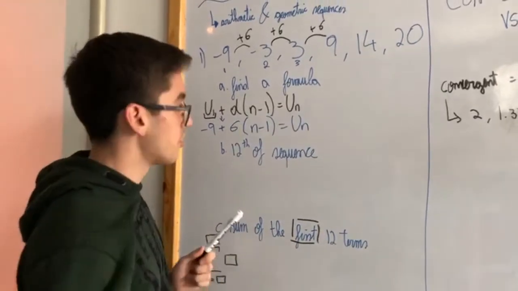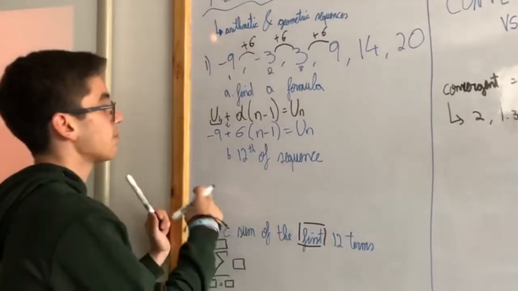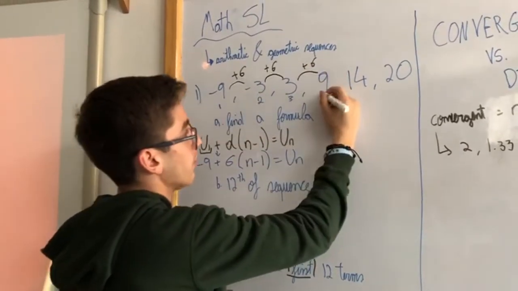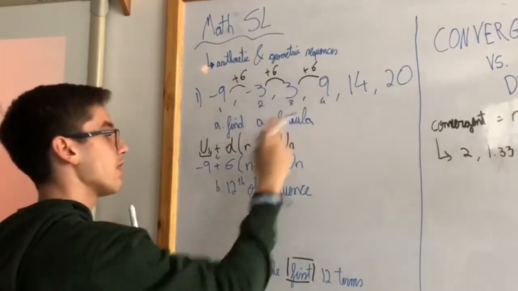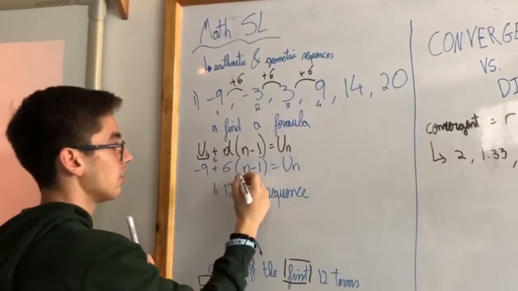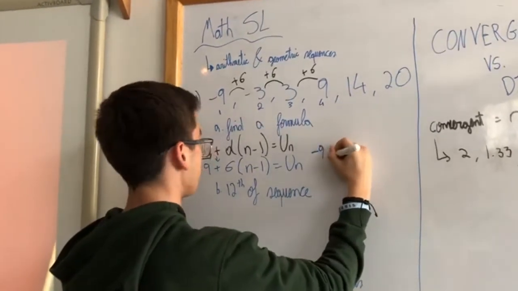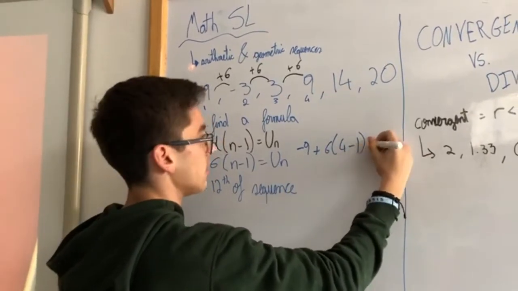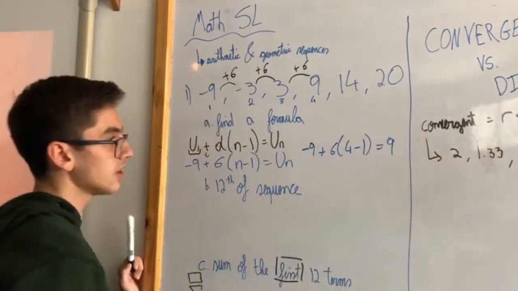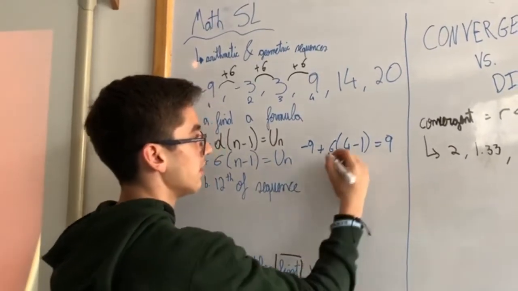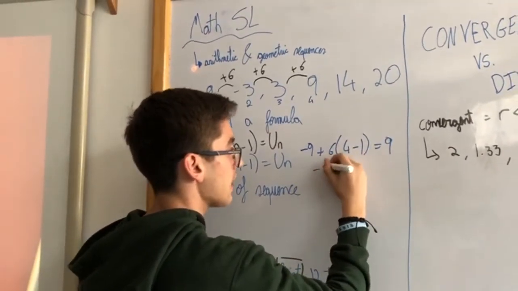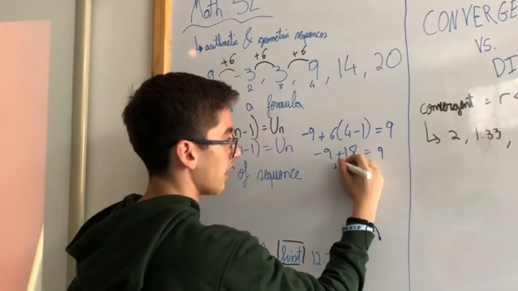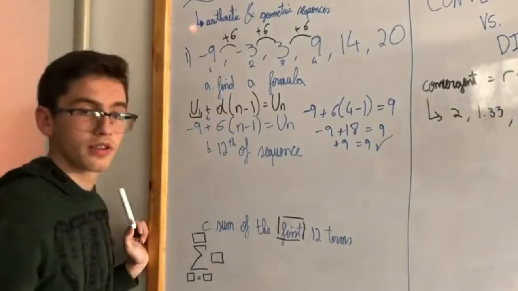And if you guys are not too sure, you can actually plug in numbers and check. So for example, let's try 9. 9 is the 1, 2, 3, fourth term. All right, so let's plug in the fourth term and see if we get a 9. So the equation would be -9 plus 6 times (4 minus 1) equals 9. So 4 minus 1 is 3, and then 3 times 6 is 18. So it's -9 plus 18 equals 9. -9 plus 18 is +9, equals 9. So as you guys can see, the formula works.